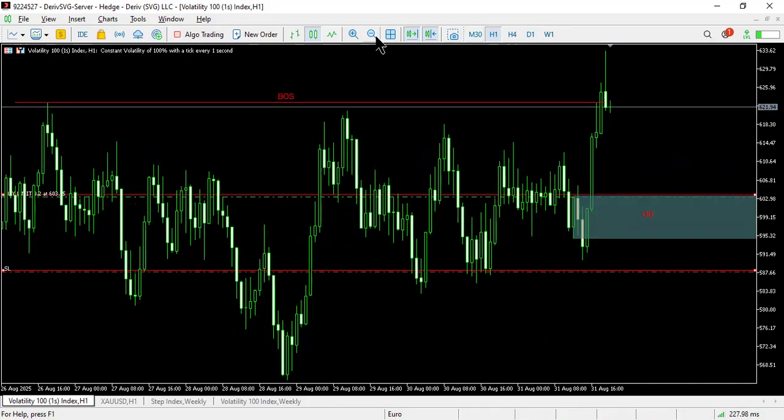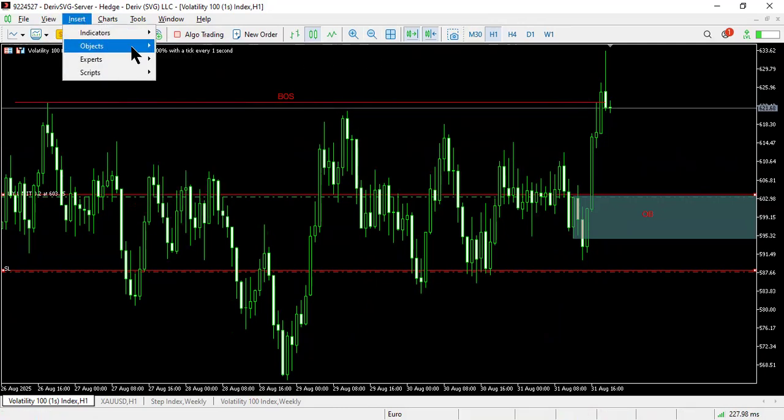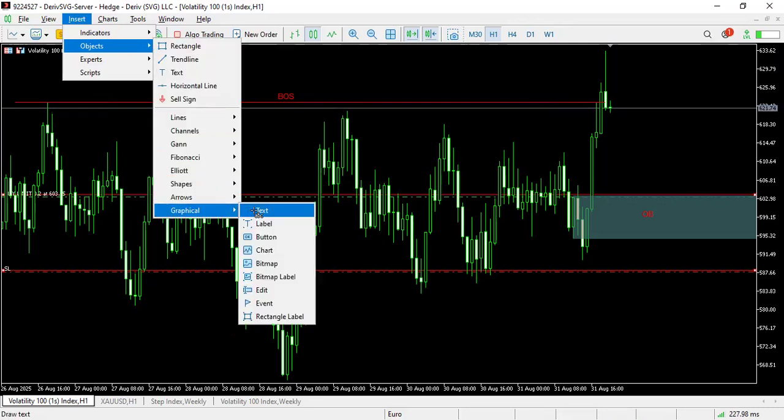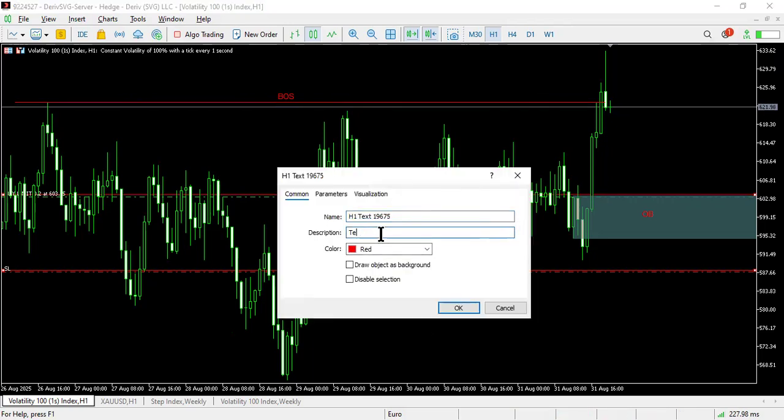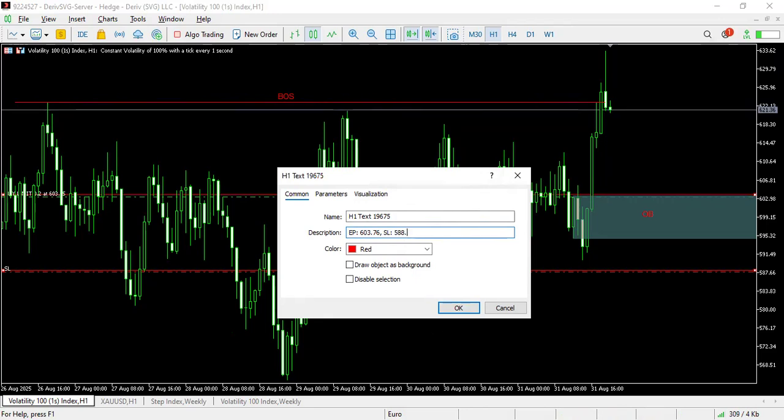So let me give you the coordinates. Our entry price, we are waiting for price to come back to that order block. So our entry price is at 603.76. And then our stop loss is at 588.11.